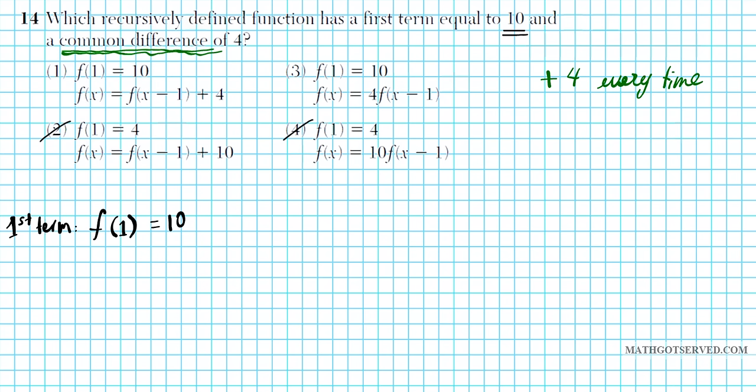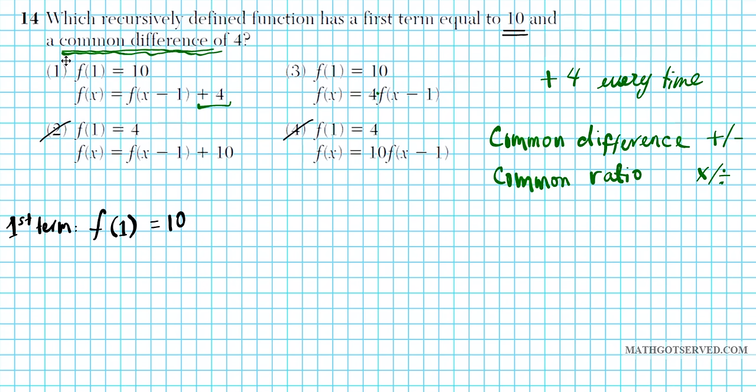Okay? So when you hear common difference, you think about adding and subtracting. Okay? When you hear the word common ratio, you think about multiplying or dividing. Okay? If you look at option 3, you see 4 times the previous term. This is a common ratio example. But option 1, you have plus 4. This is a common difference.